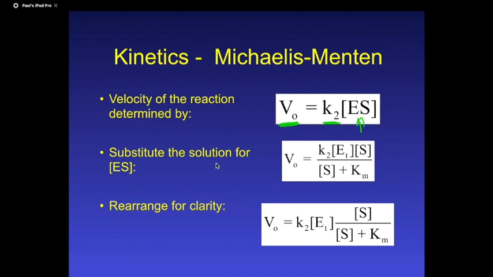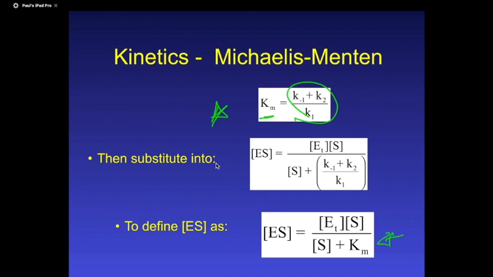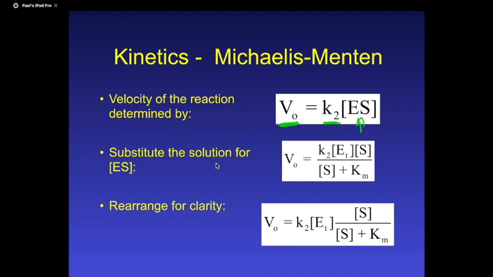I'm going to go back one slide. I have just defined ES as this big old chunk. And so, instead of having ES, which I don't know, I put in that big chunk right here of things that I do know. So I've changed it from an unknown to known values.